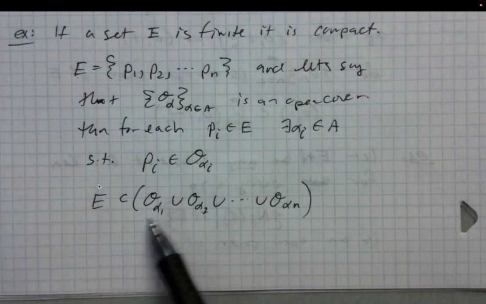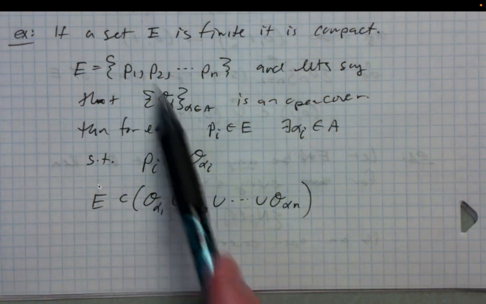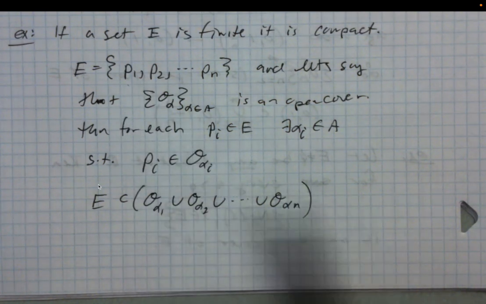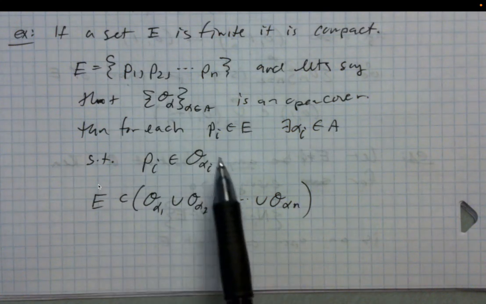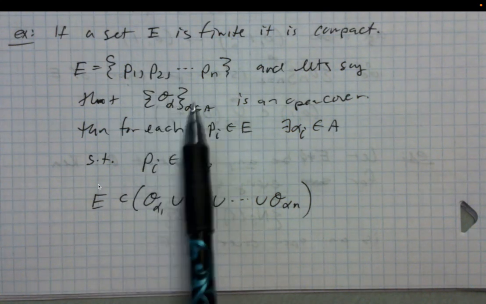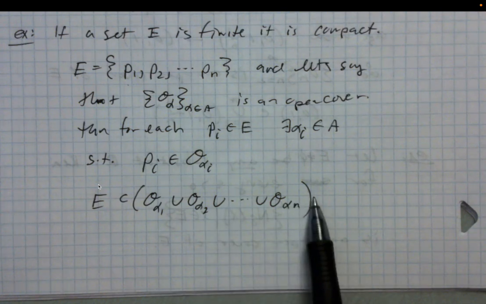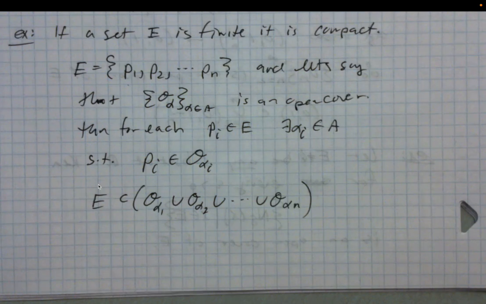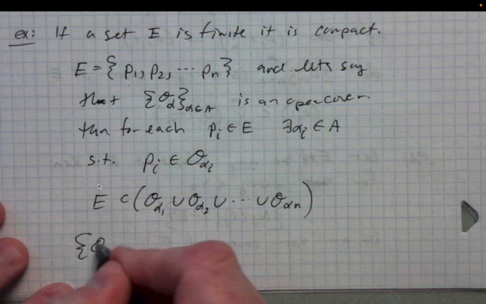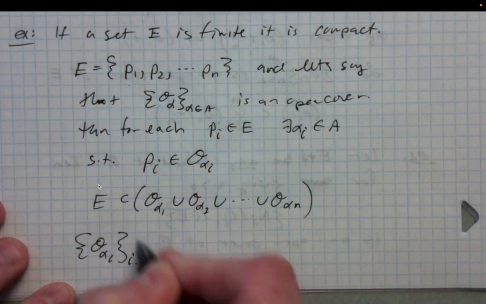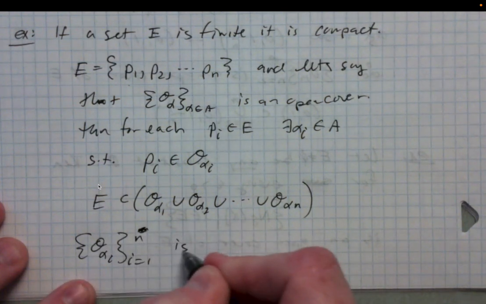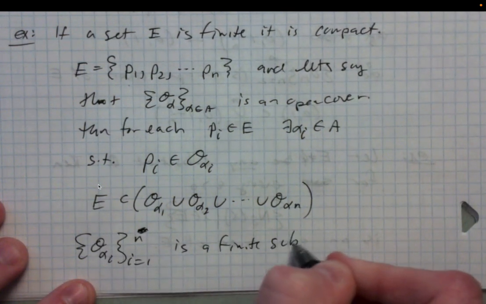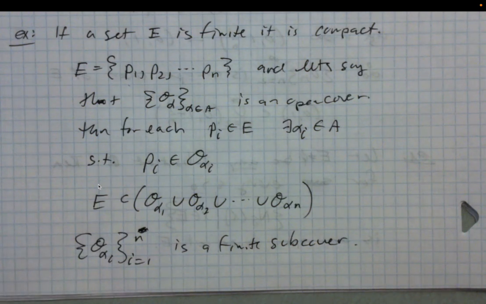But the point is that no matter what, it's always possible to whittle this infinite set down into a finite set and still cover E, no matter what these O alphas are. If this is an open cover, then I can always whittle it down to just n of them, a finite number, and I have a finite subcover. Okay, and so that means O alpha i, i equals 1 to n, is a finite subcover, and so E must be compact. And so any finite set is compact.